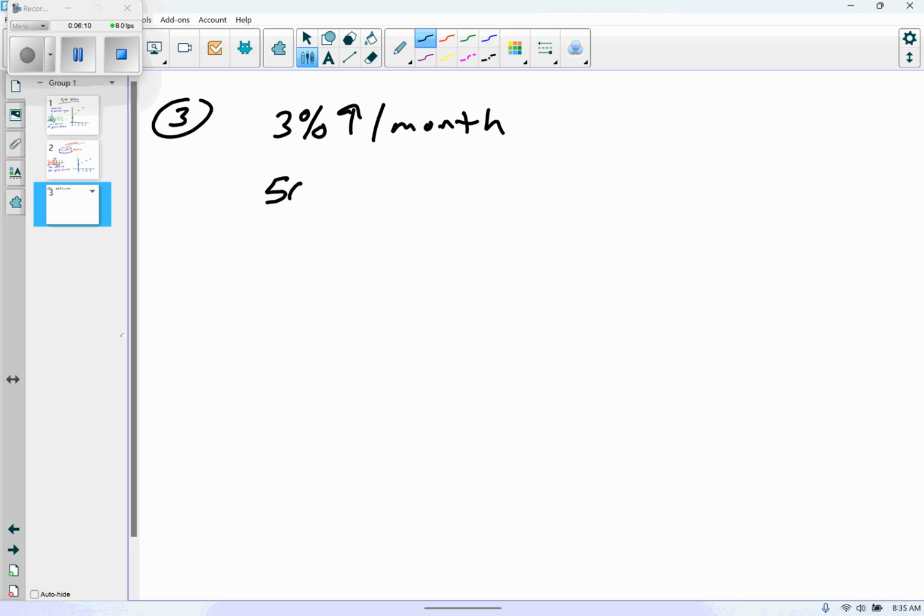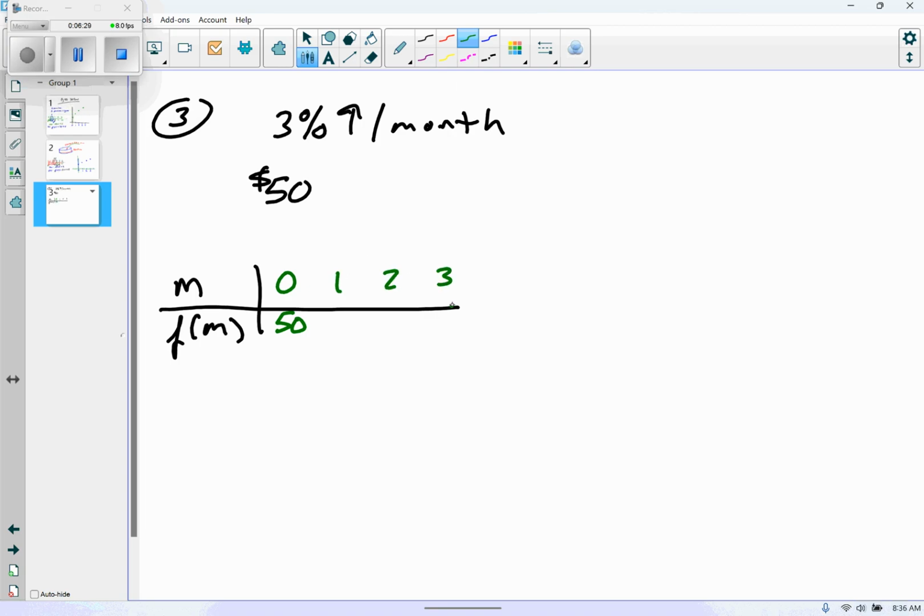And they started with $50 in the account. So let's make a table. We're going to use M and F at M, M for money. So we started our account, we put $50 in. And then after the first month, these will be months, 2, 3, etc. So we're going to be increasing, we're going to be multiplying by 1.03.